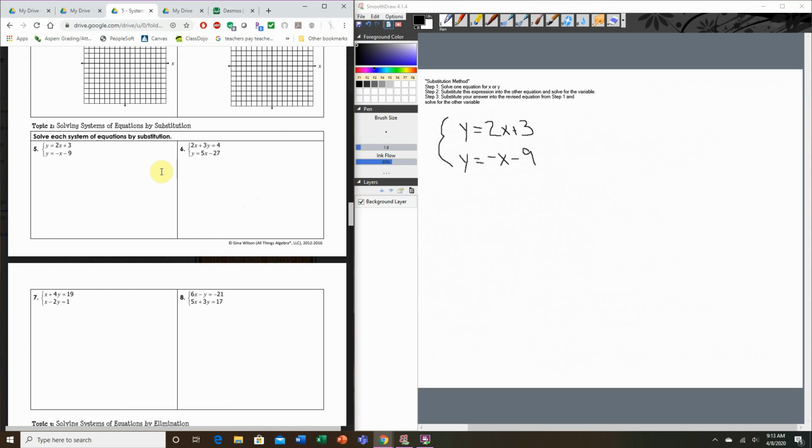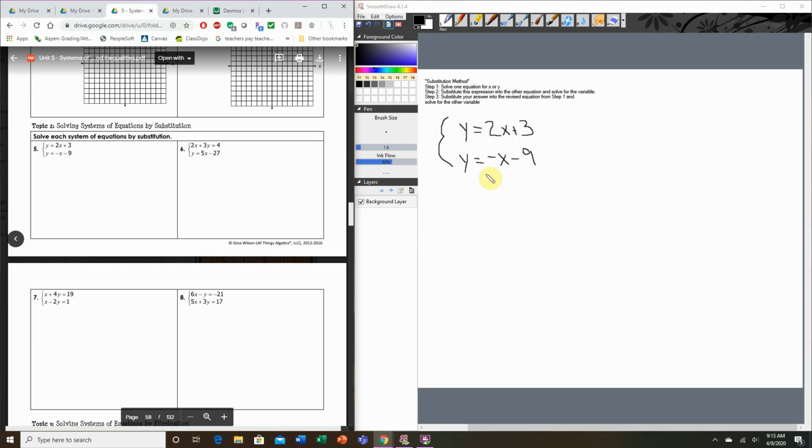Okay, so looking at number 5, we have y equals 2x plus 3 and y equals negative x minus 9. So we're going to see if these two equations intersect, if they have one solution, or they do not intersect at all, or maybe they're the same line. Maybe they're the exact same line and every point will overlap one another. Okay, so with the substitution method, I have our steps right here.